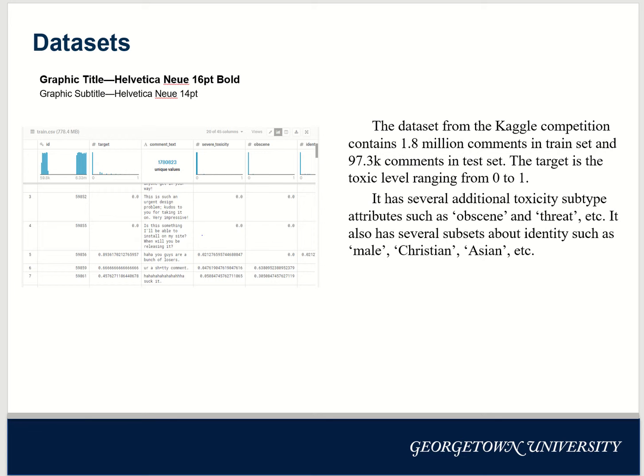About the datasets: the dataset from Kaggle contains 1.8 million comments in the train set and 97.3k comments in the test set. The target is the toxicity level, ranging from 0 to 1. It has several additional toxicity subtype attributes such as obscene, threat, etc. It also has several subsets about identity, such as male and female, the gender attributes; Christian and Buddhist, the religion attributes; and Asian, black, white, those race attributes.